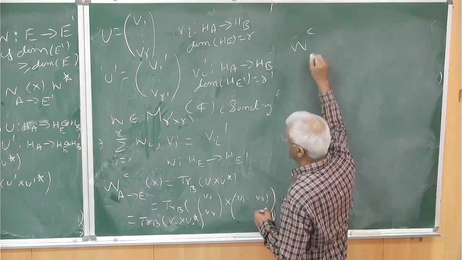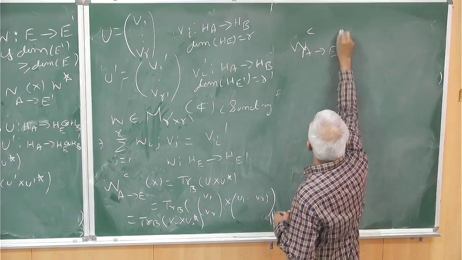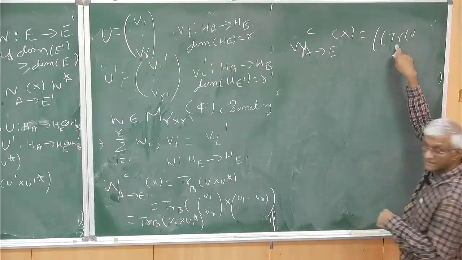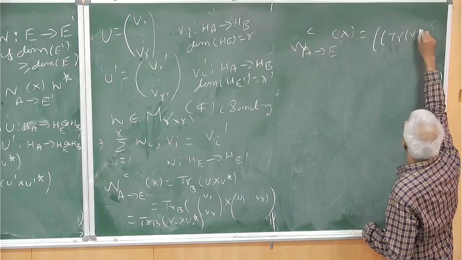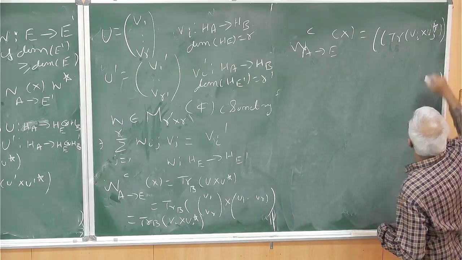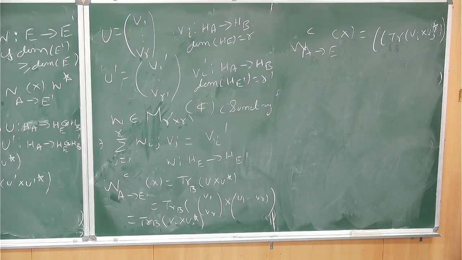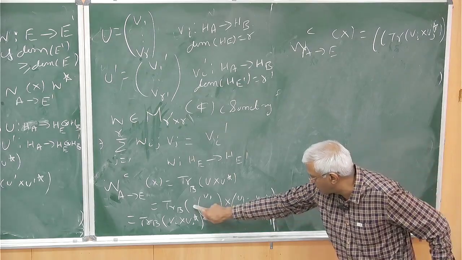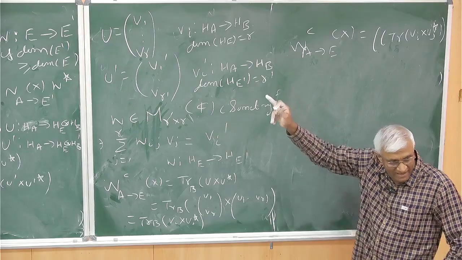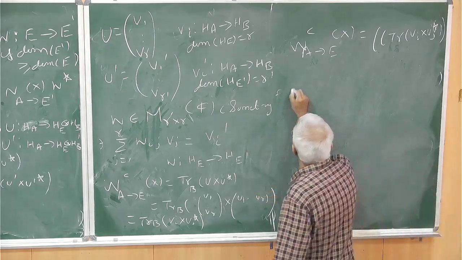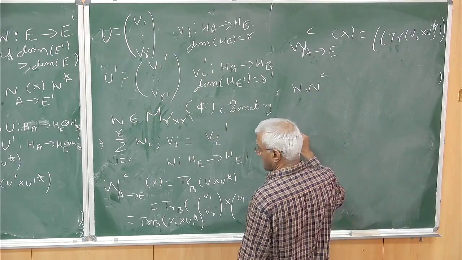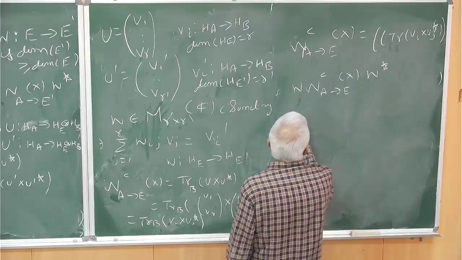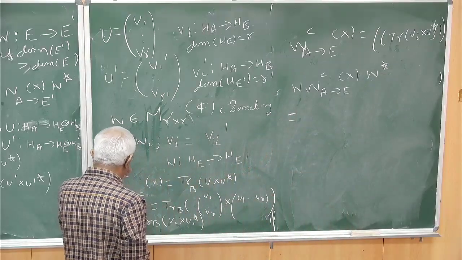So N complement from A to E of any X is going to be this matrix of the scalar trace, not partial trace, of Vi X Vj star. Now if you put a W here and a W star here, you will get the Vi prime. So if you have W applied to N complement from A to E, it's W star. That is exactly putting a W.